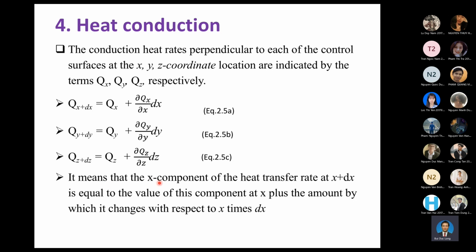It means that the x component of the heat transfer rate at x plus dx is equal to the value of this component at x, qx, plus the amount which changes with respect to x times dx. So this is the equation.